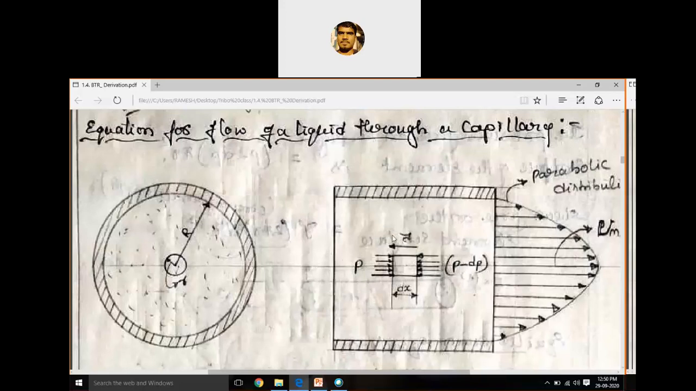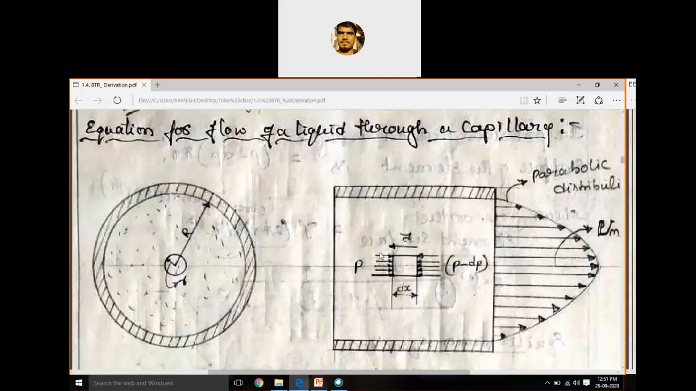Assume that the pressure at the left end of the capillary tube is higher than at the right end. Then the pressure drops gradually along the tube from left to right. The pressure causes the fluid to flow from left to right. Here you have to assume that the left side force is more than the right side force, so that the fluid is flowing from left to right.